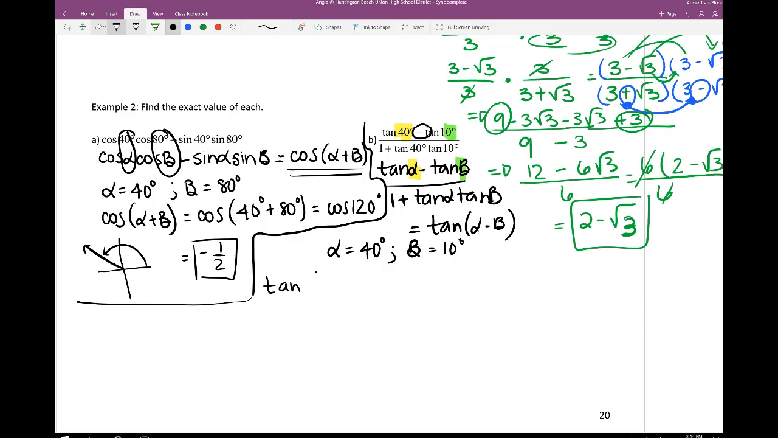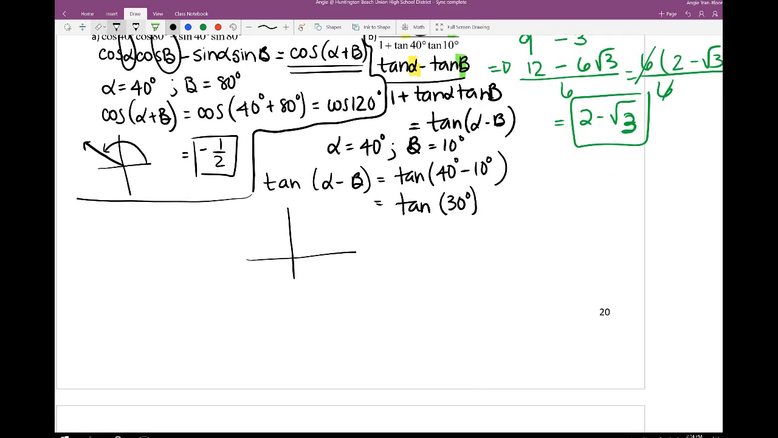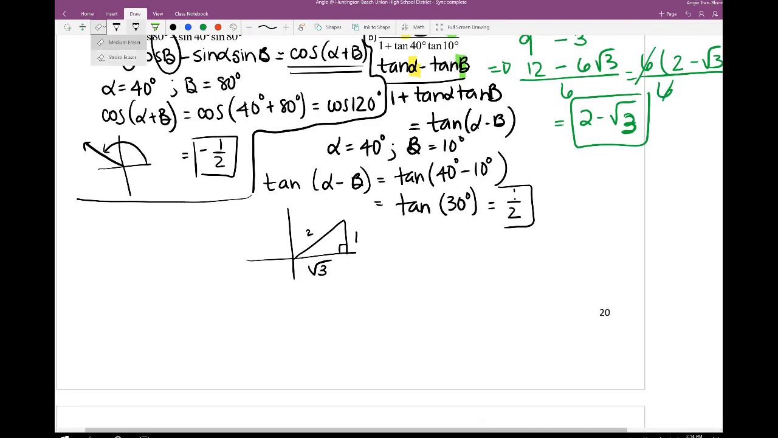I'm going to use the formula. Tangent of alpha minus beta is tangent of 40 degrees minus 10 degrees, which is tangent of 30 degrees, okay? So 30 degrees is in quadrant number 1. I'm sorry, what am I saying? I was looking at sine. I want tangent, which is opposite over adjacent. So opposite is 1 over adjacent, which is rad 3, so this is really rad 3 over 3. Okay.